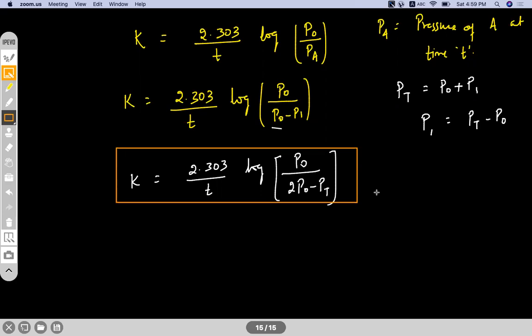We can also do this in one different way because we know pressure and concentration are directly proportional. Can I go to the next slide? All of you are done? Okay.